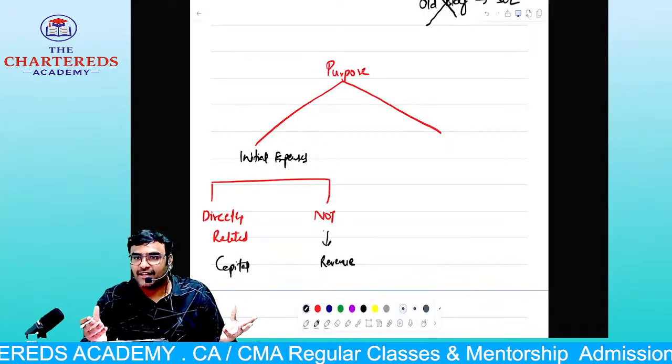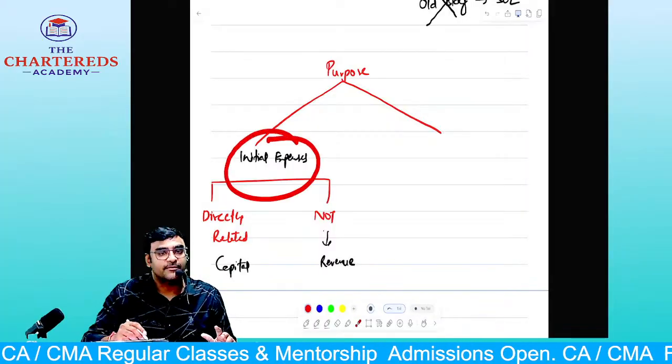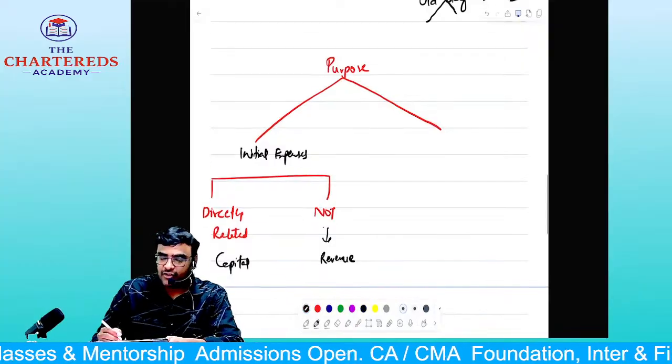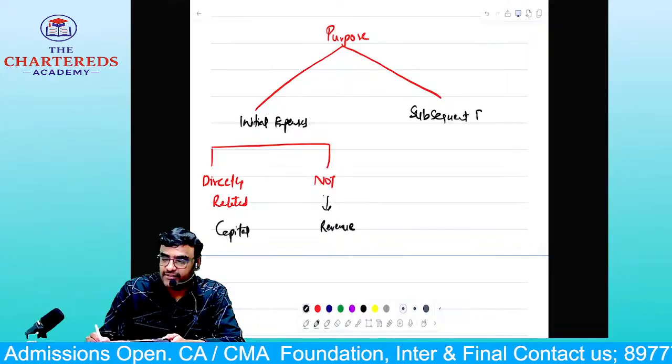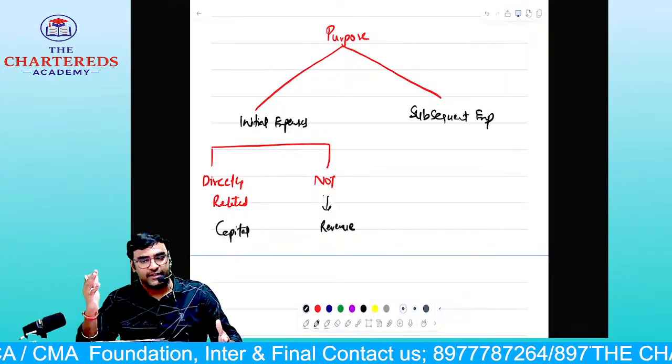Servicing expense is at the time of purchase or service expense is after purchase. And that we call it as subsequent expenses. What is the name of the expense? At the time of purchase or after purchase?